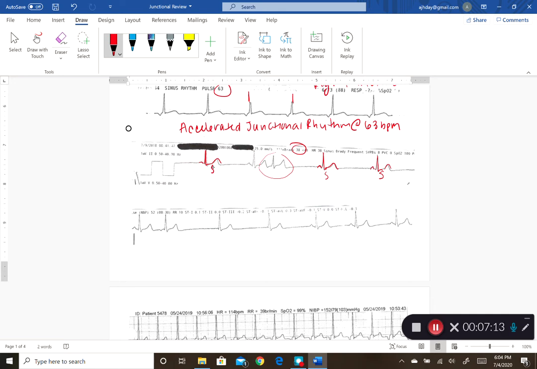Now I need to decide, is it sinus rhythm? Is it normal sinus rhythm? Is it sinus brady? Is it sinus tachycardia? Well, my heart rate's pretty low. It's only 38 beats per minute. So I'm going to go with sinus bradycardia.